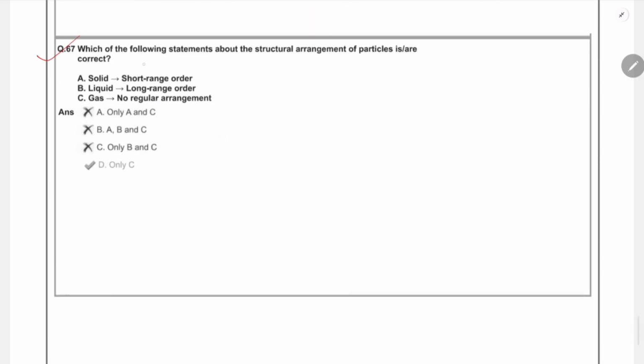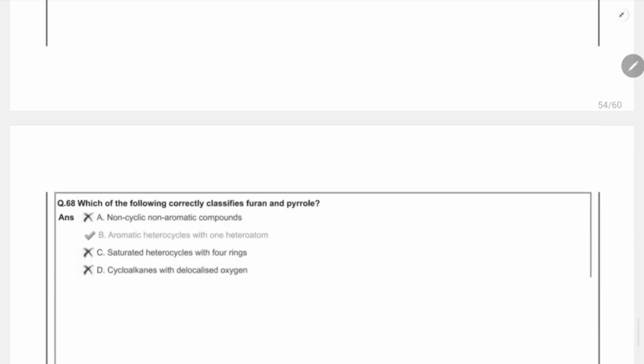The question number 67, which of the following statements about the structural arrangement of particles is or are correct? Solid short range order, liquid long range order, no. Gas, no regular arrangement, that is true. Solid has high long range order, liquid has short range order, and gas has no regular arrangement. Only C. Option D is correct.